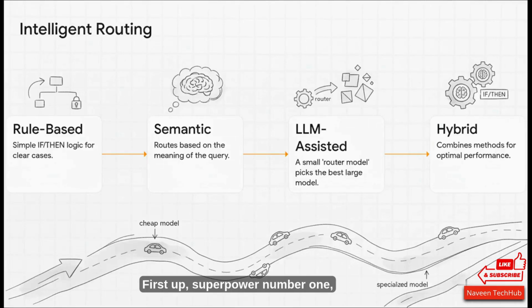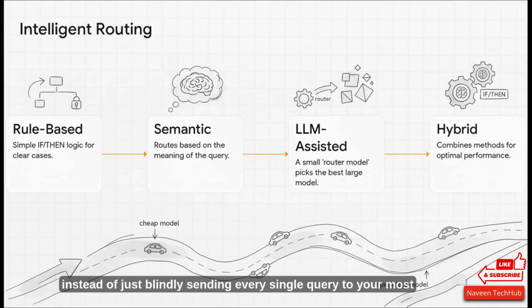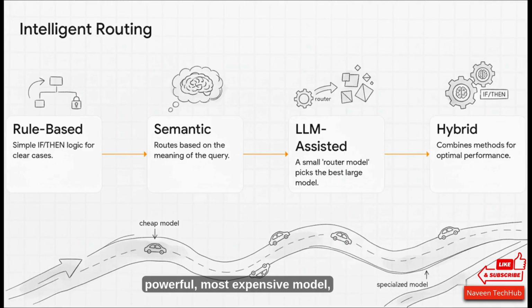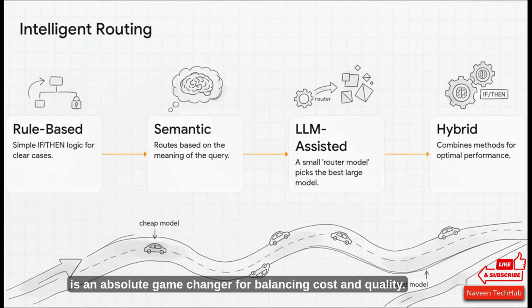First up, superpower number 1, intelligent model routing. Instead of just blindly sending every single query to your most powerful, most expensive model, the gateway acts like a smart traffic cop. A simple little summarization task goes to a fast, cheap model. A super complex coding question, okay, that one gets routed to the specialized powerhouse. This is an absolute game changer for balancing cost and quality.